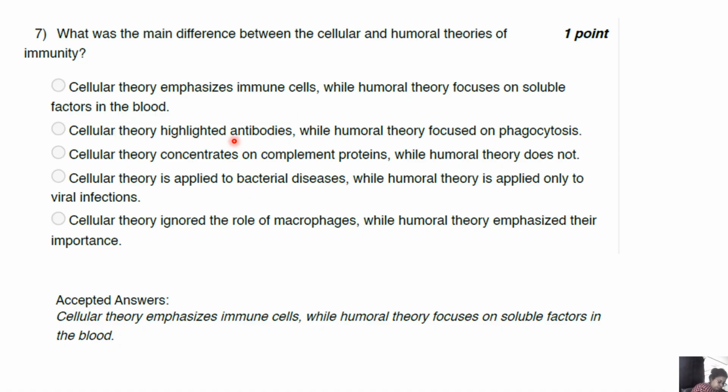Now option B is not correct because cellular theory does not emphasize antibodies. Humoral theory does not focus on phagocytosis. Option C is also not correct because complement proteins are part of the humoral immunity, not cellular theory. Option D is not correct because both theories apply to bacterial and other infections. And option E is not correct because cellular theory strongly emphasizes macrophages, not ignores them.